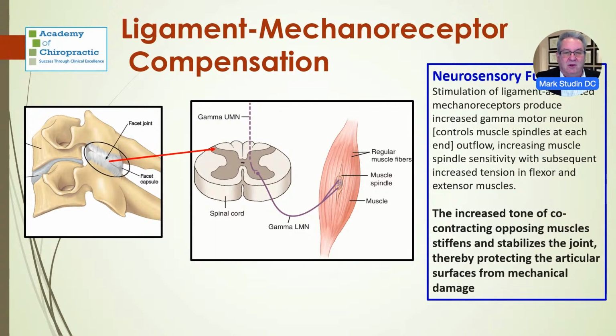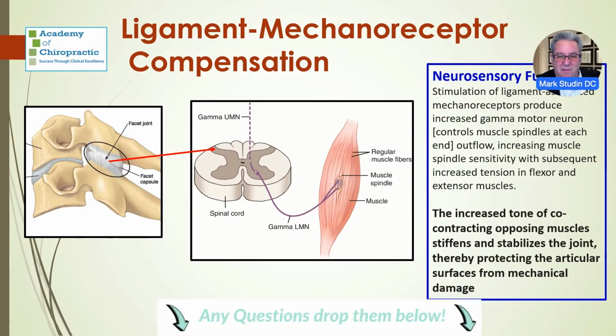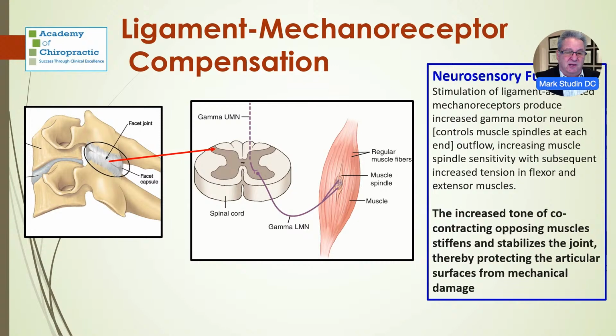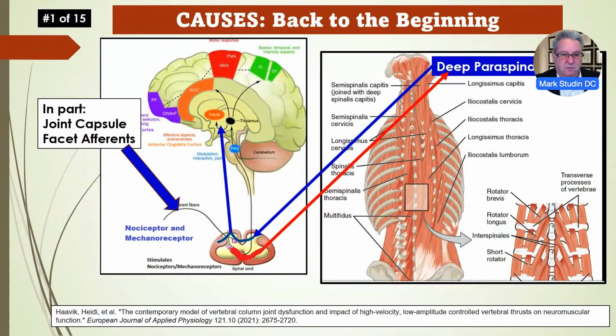You've got ligamental mechanoreceptor compensation. So when you adjust the spine, the increased tone of contracting muscles, contracting opposing muscles, stiffens and stabilizes the joint, protecting the articular surface. Before the adjustment, when that information goes into those muscle spindles, into the deep paraspinal muscles, it pulls it over. You create antalgia. You're protecting those facet surfaces. And then when you adjust it, it gets to go away because the brain does that. It doesn't happen at the segmental level. The brain creates that to happen.